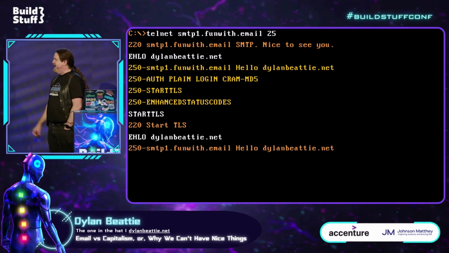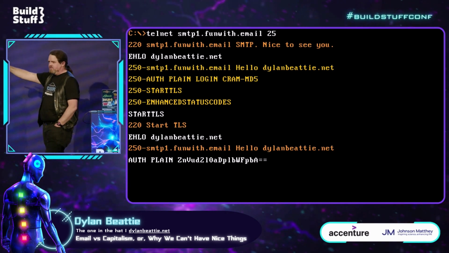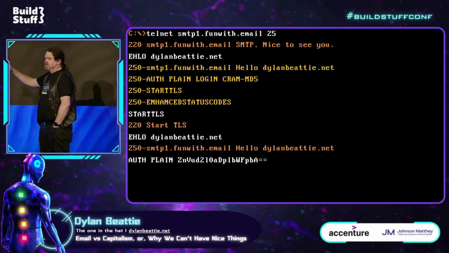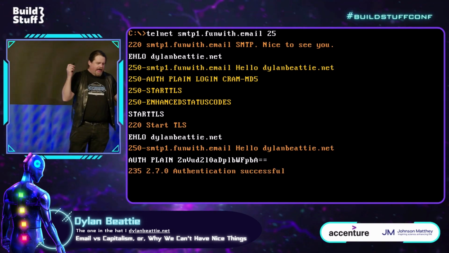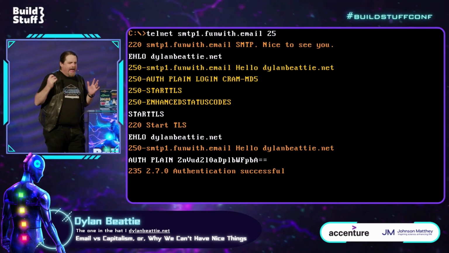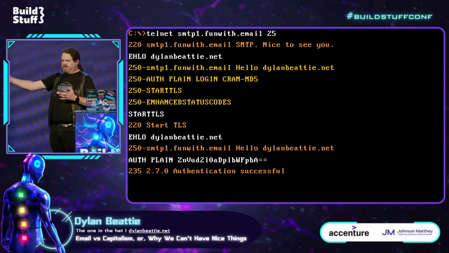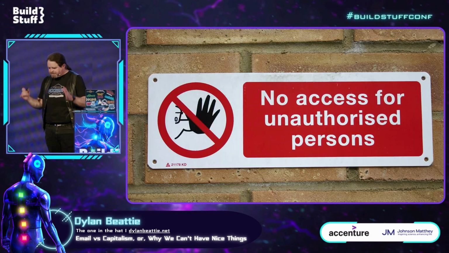EHLO dylanbeattie.net. And I say, all right, AUTH PLAIN, and I give it a username and password. This is base64 encoded, so it's not encrypted, it's just encoded, but we're on a secure channel, so the traffic can't be intercepted. And I can authenticate myself with that SMTP server. So this gives us a mechanism: if I'm talking to somebody I already trust, somebody who already knows me, we can authenticate. I can prove that it's me.